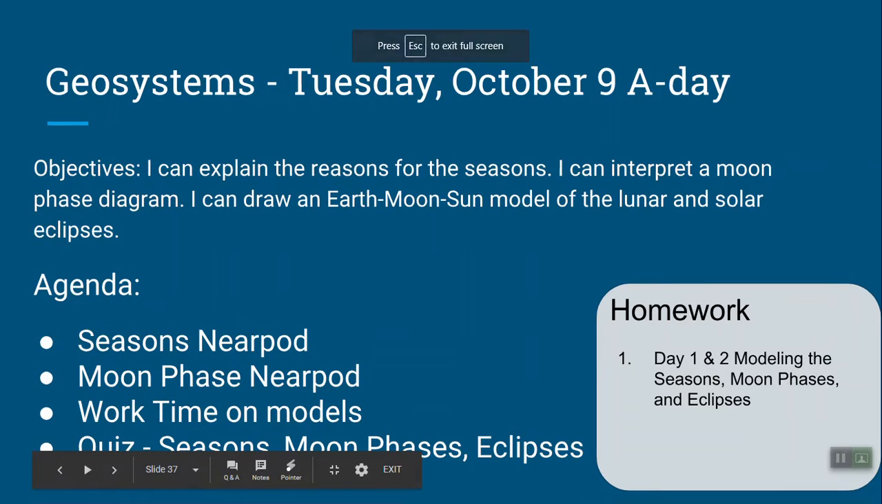We started off class today with a quick seasons Nearpod, about 15 minutes. Then we took a little brain break and did another Nearpod on moon phases. After that, you had some work time on your different 3D models. Some of you haven't completely submitted your day 1 and day 2 models of the seasons, moon phases, and eclipses onto Google Classroom, and some of you haven't totally submitted your map project. So if you were missing either of those things, you had a little bit of work time.